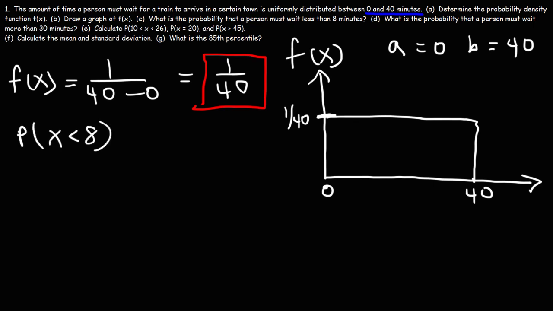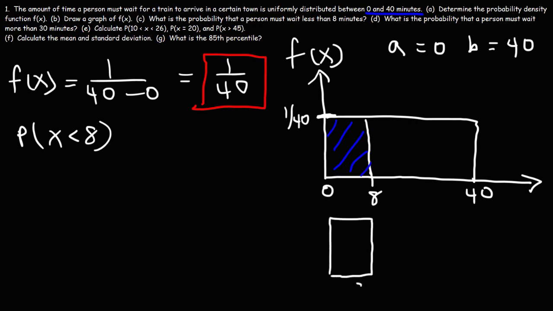Now what you want to do is represent this on a graph. So 8, let's say it's somewhere over there. We need to find the area to the left of this line. So here is the shaded region. What is the area of that rectangle?